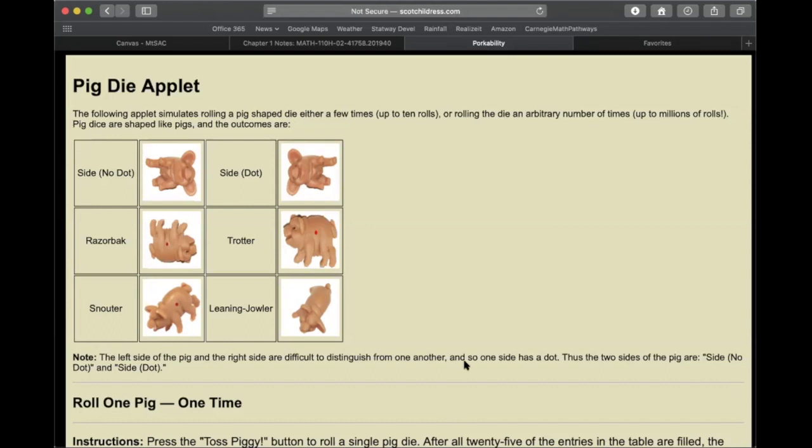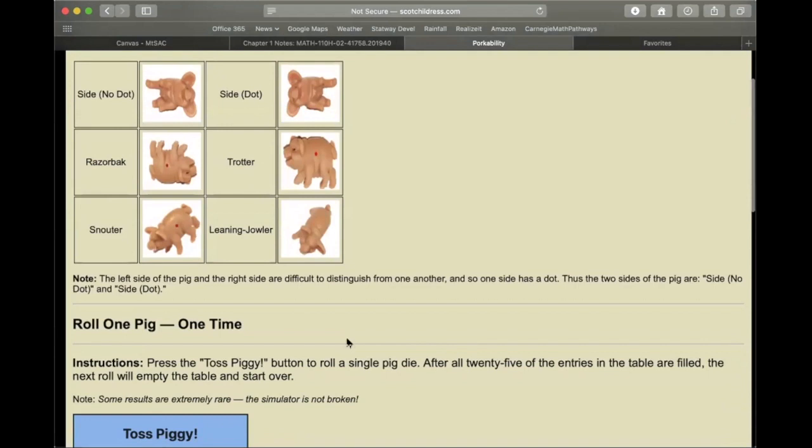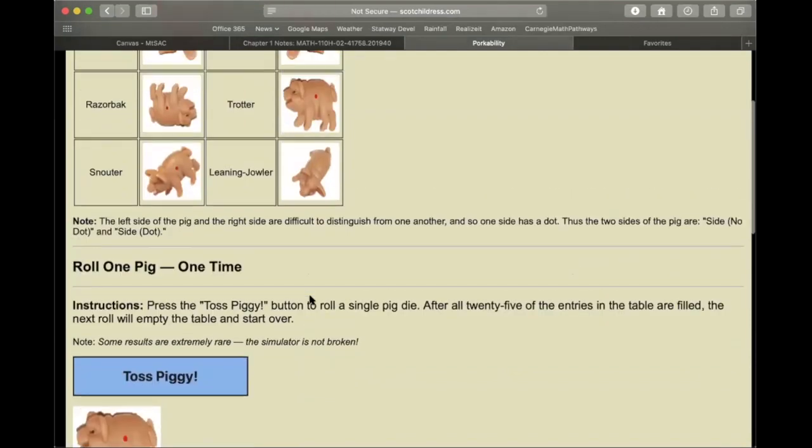All right, so basically the pigs are dice, and when you roll them, they land in six positions. And the positions are here on the screen: side, left side, right side, on their back. That's what we're gonna be counting here. When the pig lands on its back, that's gonna be considered a success. The trotter is just when he lands on his feet, and that does happen. I think it's a she, though, if you look very closely. I apologize. Snouter, they can actually do sort of a headstand for the snouter, and the leading jowler is a miracle when it happens. The pig is on one foot, a nose and an ear. It's a joy when it happens.